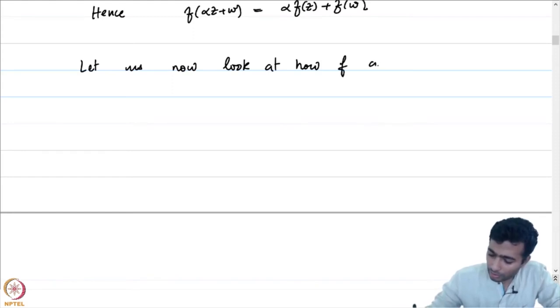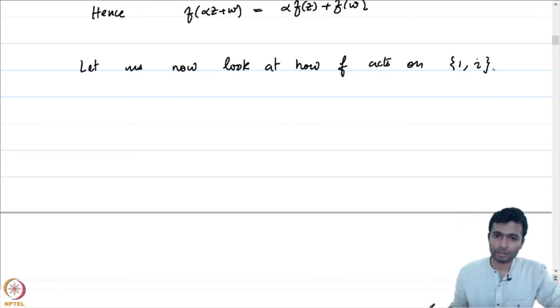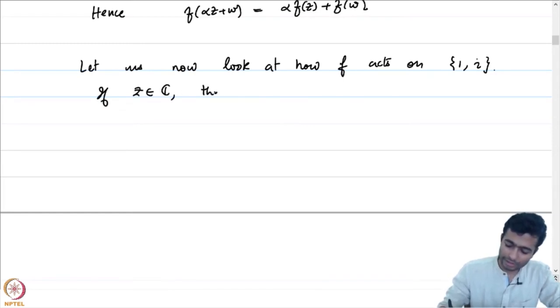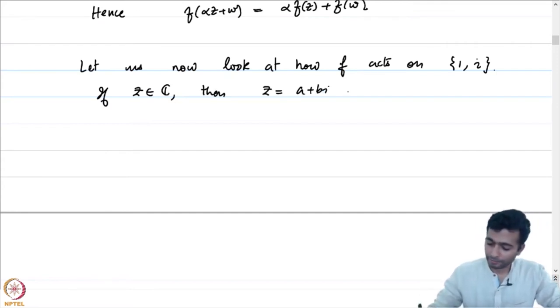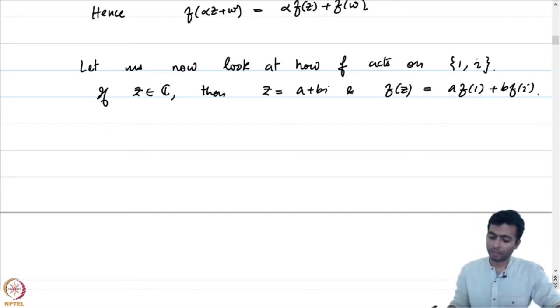F acts on, well, I'll fix a basis. The favorite basis of this course would be 1 and i. So let's see how it behaves on f of 1 and f of i. So notice that for any element z in C, z is a plus bi for some real numbers a and b, and then f of z, because it's linear, will just turn out to be equal to a times f of 1 plus b times f of i. So this is precisely what we are exploiting, isn't it?